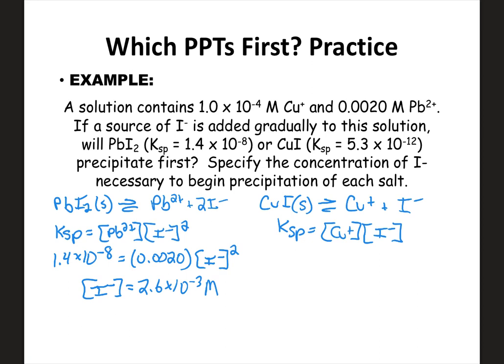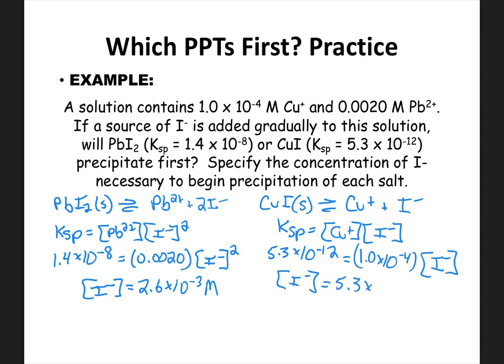So if we look at the CuI now, I do the same thing, plug in what I know. They gave me the Ksp to be 5.3 times 10 to the minus 12. And they told me the concentration of the Cu+ was 1.0 times 10 to the minus 4th. But again, I don't know the concentration of the I minus because that's what I'm solving for. So when I do my math here and solve for the concentration of the I minus, I get it to be 5.3 times 10 to the minus 8th molar.